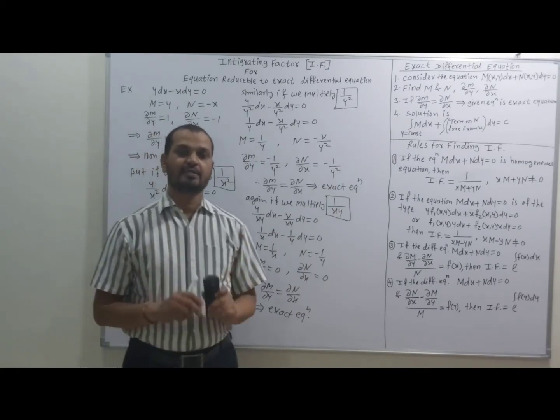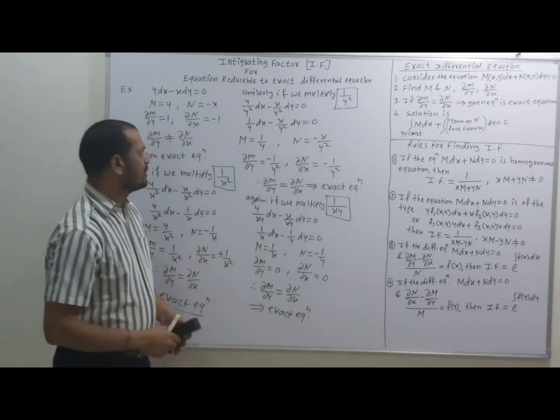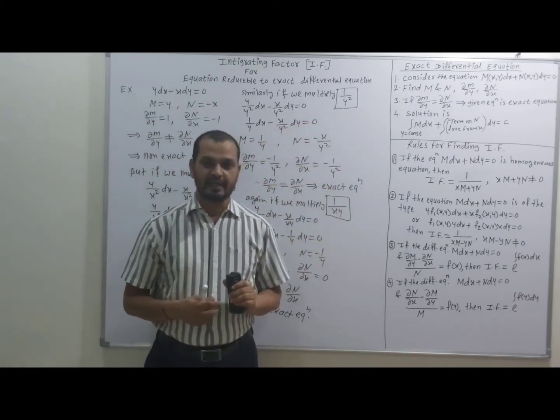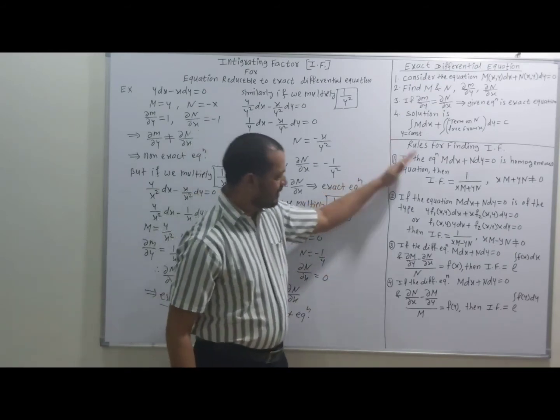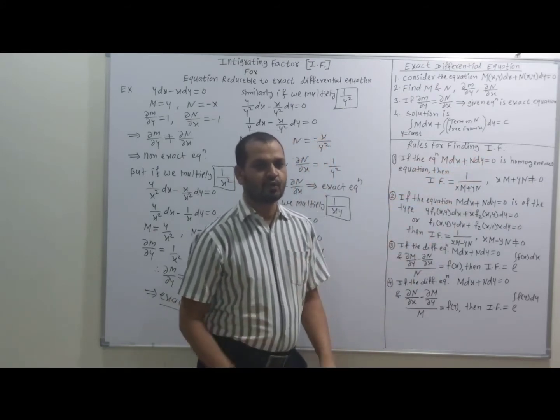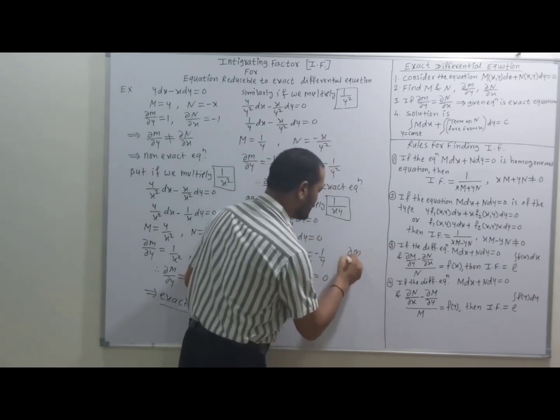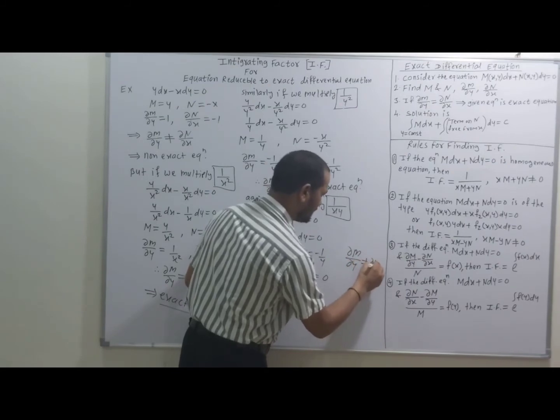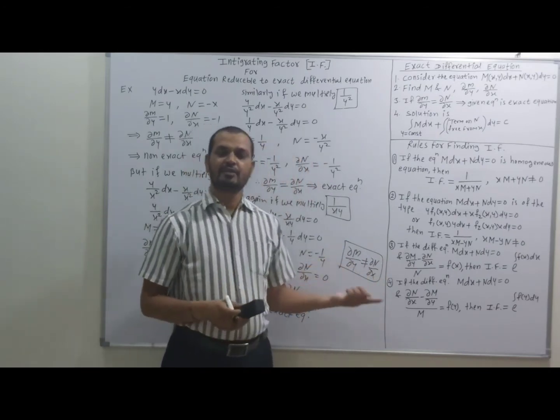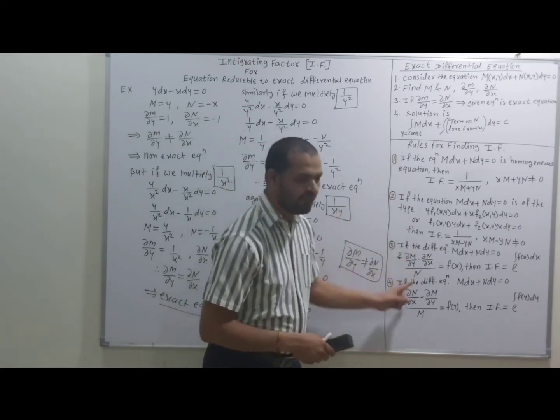Now the question arises, how to identify such types of integrating factor? For finding the integrating factor, there are four important rules, which are given here. The very first rule applies when the given equation is non-exact, meaning the partial derivative of M with respect to y is not equal to the partial derivative of N with respect to x. If this condition does not hold, the given equation is non-exact. So for converting a non-exact equation to an exact equation, these are the four important rules.